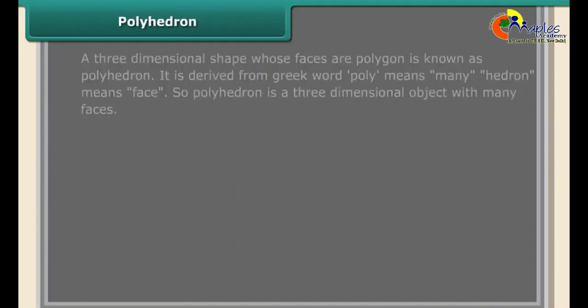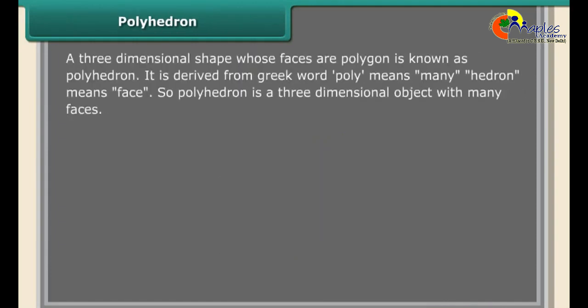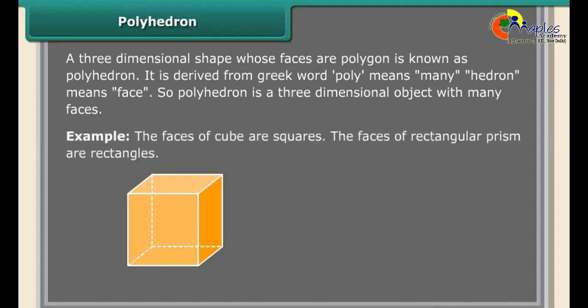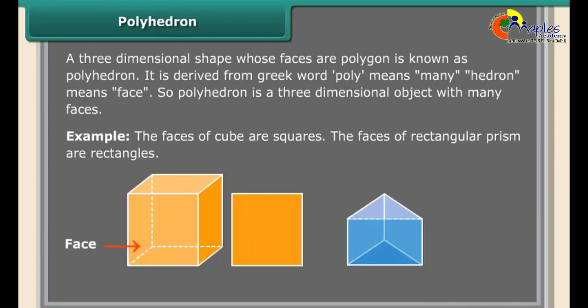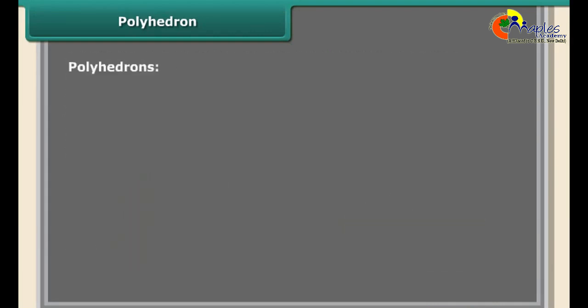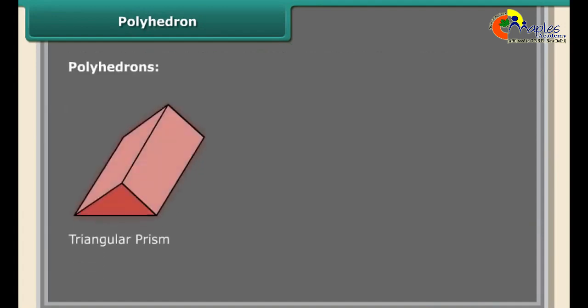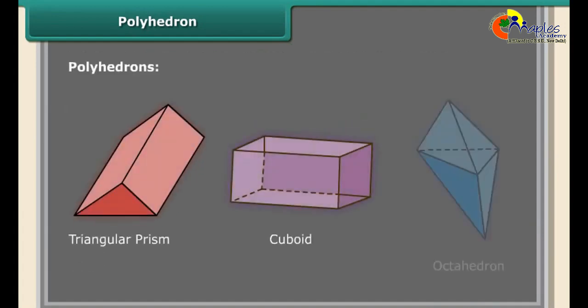Polyhedron. A three-dimensional shape whose faces are polygons is known as polyhedron. It is derived from the Greek word poly meaning many, hedron meaning face. So polyhedron is a three-dimensional object with many faces. Example, the faces of a cube are squares. The faces of a rectangular prism are rectangles. Polyhedrons: triangular prism, cuboid, octahedron.